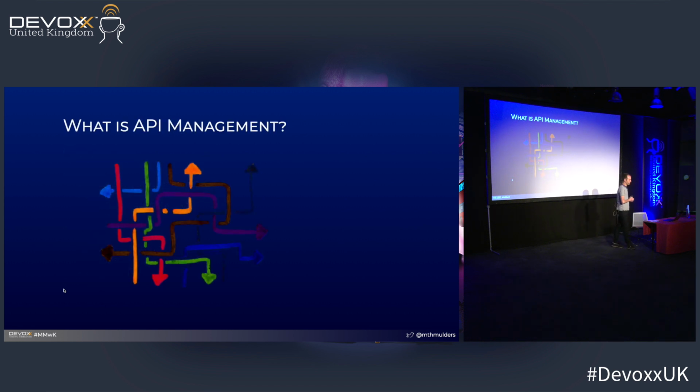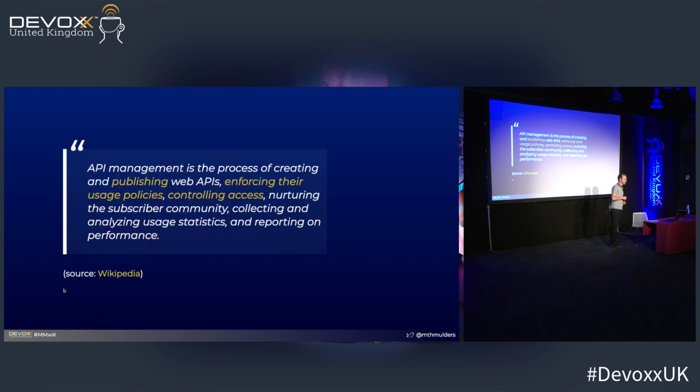So, without further ado, what is API management? If you want to know what API management is, well, the first thing I usually do is I go to Wikipedia. So Wikipedia says API management is, and I've highlighted a few words there for you, it's the process of creating and publishing web APIs, enforcing usage policies, very important, controlling access, also very important, nurturing community, well, that's all not important because it's not highlighted. So what is API management about? Publishing, enforcing policies, controlling access, basically. That's the main thing I want you to take from this one.